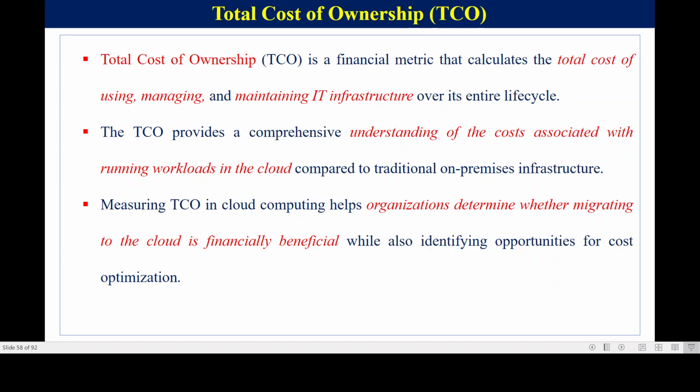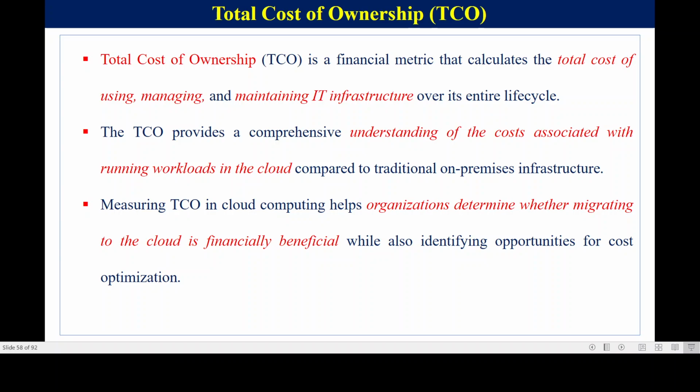The same concept applies in cloud computing. When organizations move to the cloud, they don't calculate only the monthly cloud bill. Instead, they calculate every expense involved throughout the entire life cycle. This complete calculation is called total cost of ownership, commonly known as TCO. Today, we are going to understand what TCO is, its components, why it is important, and how organizations optimize TCO to reduce cloud cost. Let's begin.